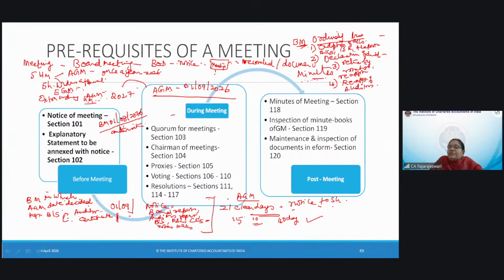These four businesses are called ordinary business, meaning they are routine business for which no explanatory statement is necessary. A company may have the first agenda, but if it is not going to declare a dividend, the second agenda will not take place. It could be 1, 3, 4 or 1 and 4, depending on the company. Or a company can have all four ordinary businesses transacted. Now, if the company wants to transact any business other than this ordinary business, that you call a special business.